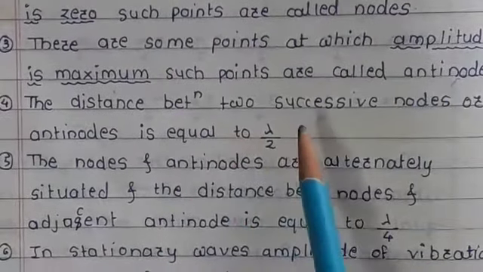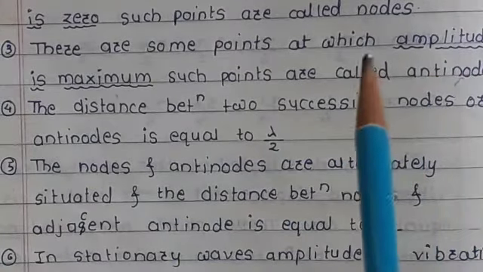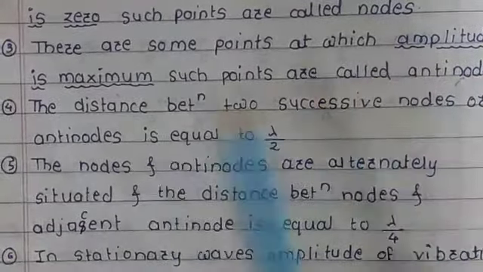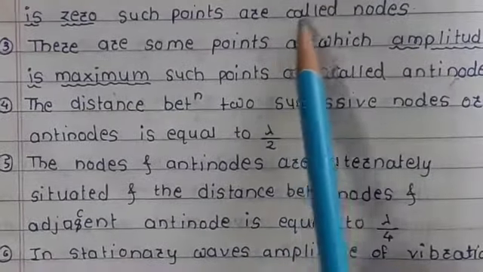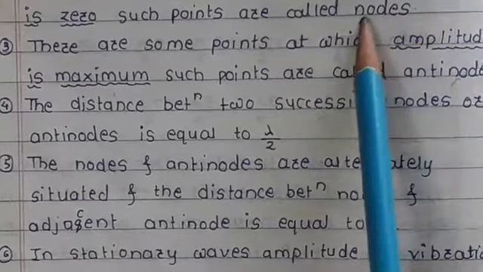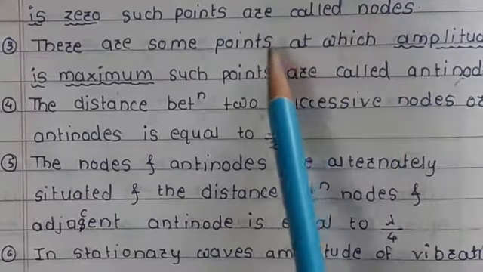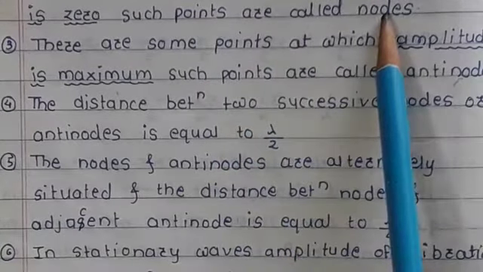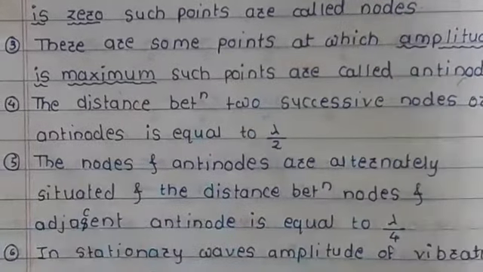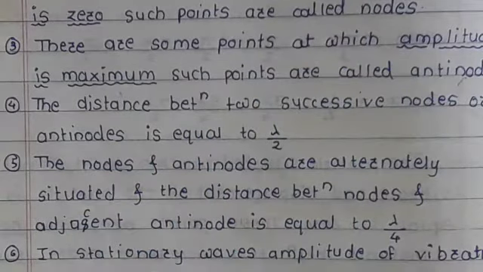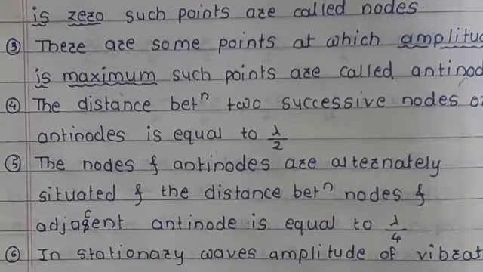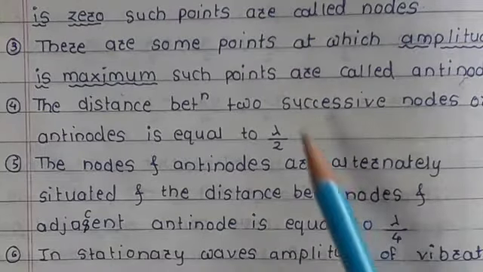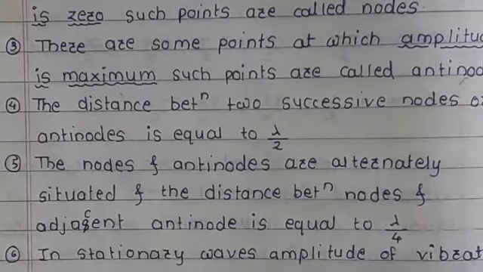In these characteristics, we define the stationary wave first, secondly the node, and third the antinode. Nodes are the points at which the displacement is zero, that means particles remain at their rest position. Also, there are some points at which the amplitude is maximum. That means they are not at rest; they reach their maximum distance. Such points are called antinodes.